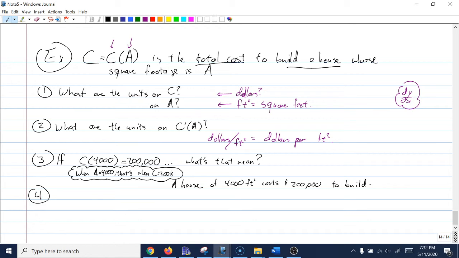4. If C prime of 4,000 is 70, write that in Leibniz notation.